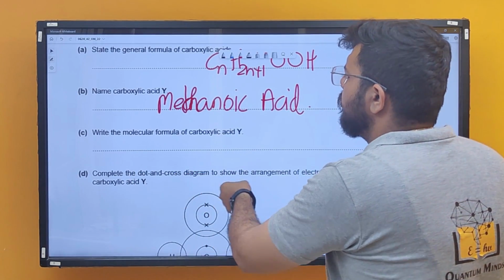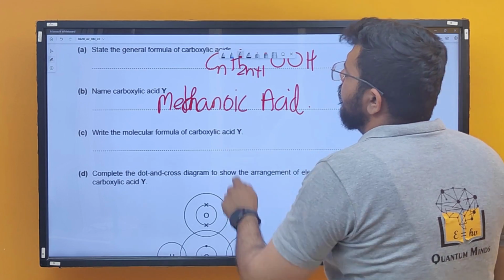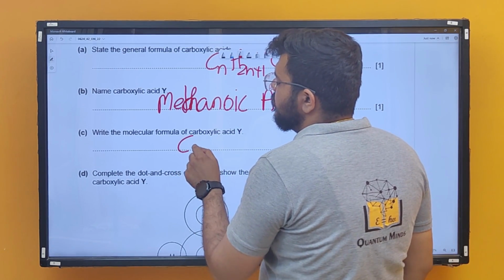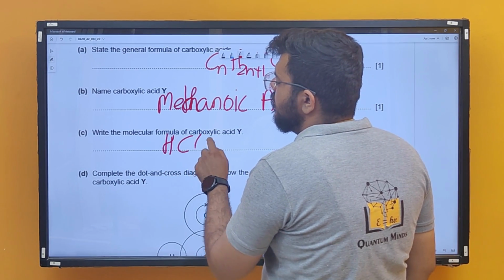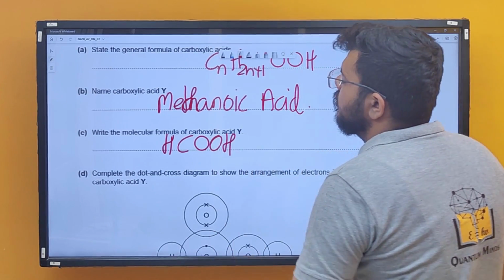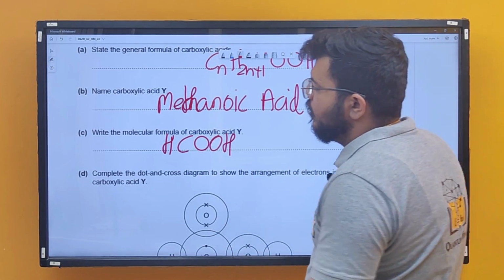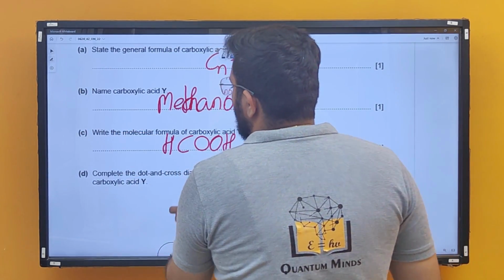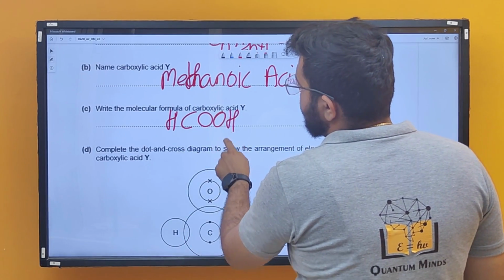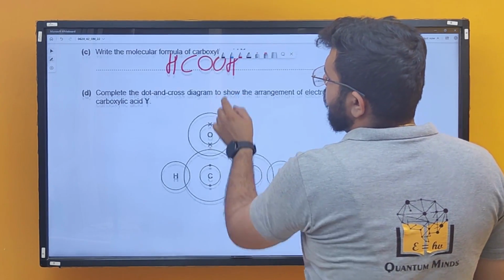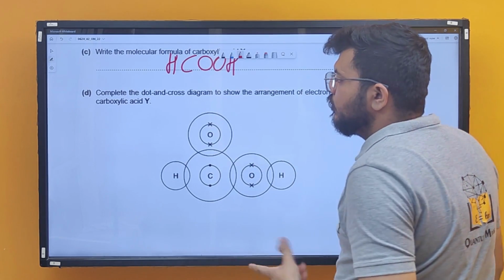Write the molecular formula of carboxylic acid. Why? So it is methanoic acid. So I have HCOOH. Right? That is how I can write the formula. It is methanoic acid, correct? It is. Okay. Then dot and cross diagram.